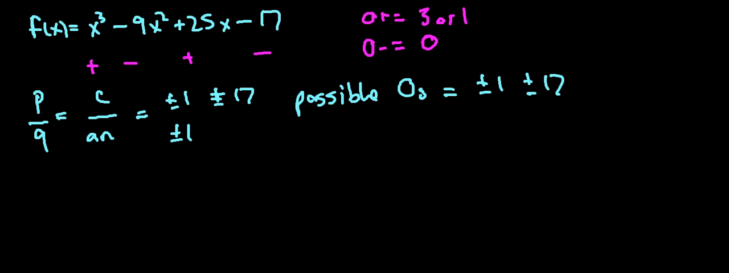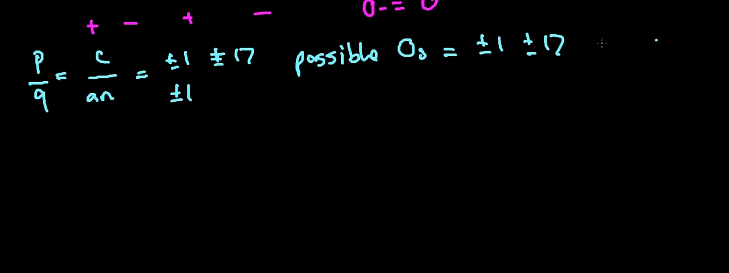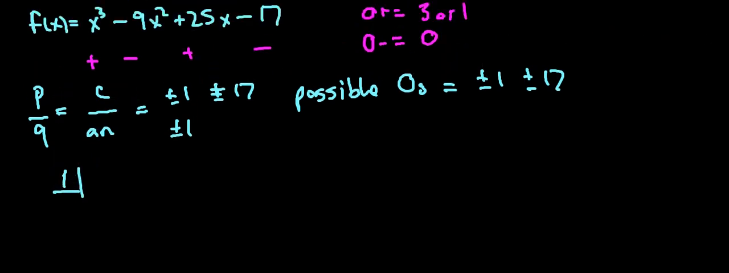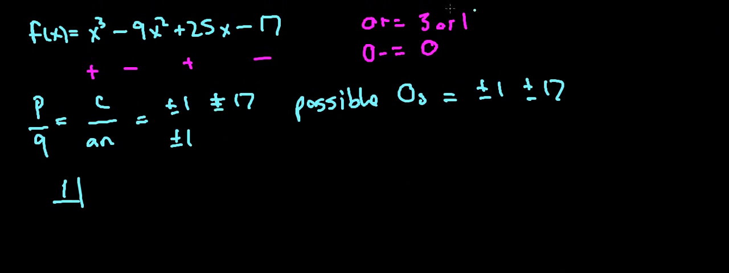So let's start factoring. Let's start with synthetic division. We'll do 1. We only have 1 and 17 as possible zeros. And we can have 3 or 1 positive zeros. And it's most likely going to be 1. The only way it can be 3 is if there's a multiplicity of one of these factors.